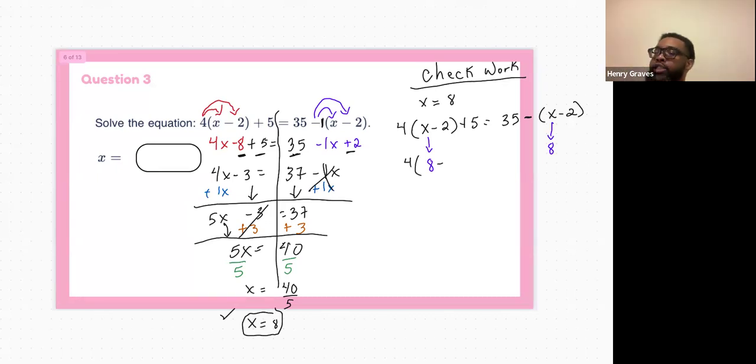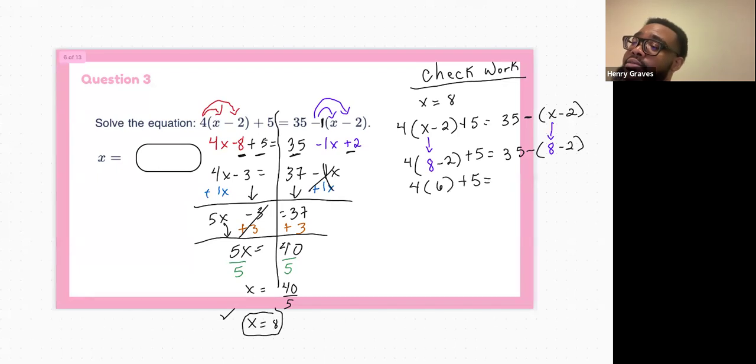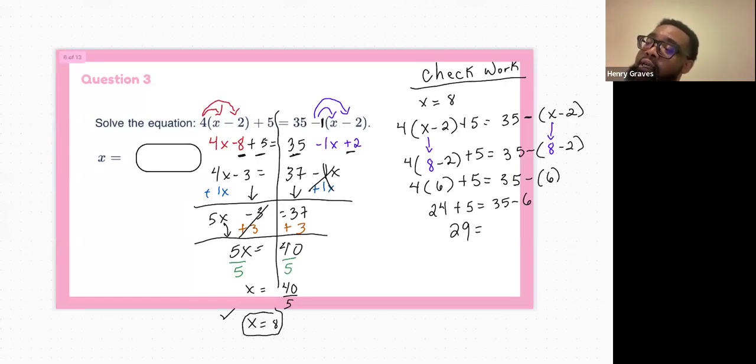So remember, we still follow the order of operations, which is PEMDAS: parentheses, exponents, multiply, divide, add, or subtract from left to right. So 8 minus 2 is going to be 6. And I'm working from left to right. Of course, 8 minus 2 is also going to be 6 here. On the left side, I do 4 times 6, so 4 times 6 is going to be 24, because anytime you have a number next to a parentheses, you multiply. Now we just have to see what we get on both sides. So 24 plus 5 is 29, and 35 minus 6 is also 29. So 29 equals 29. This is true.